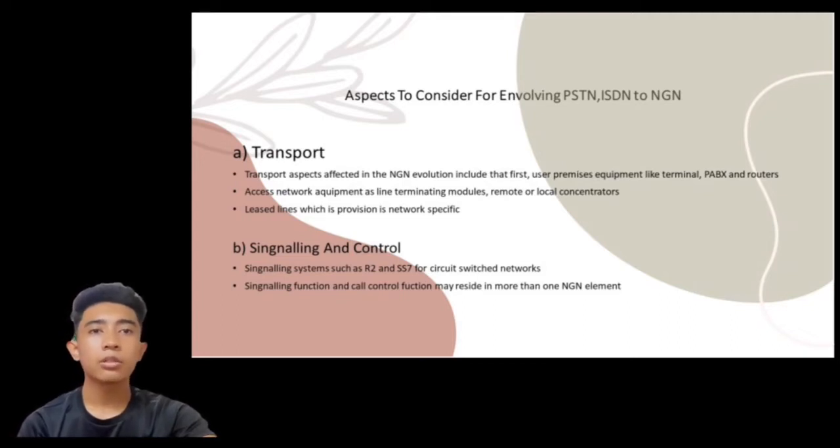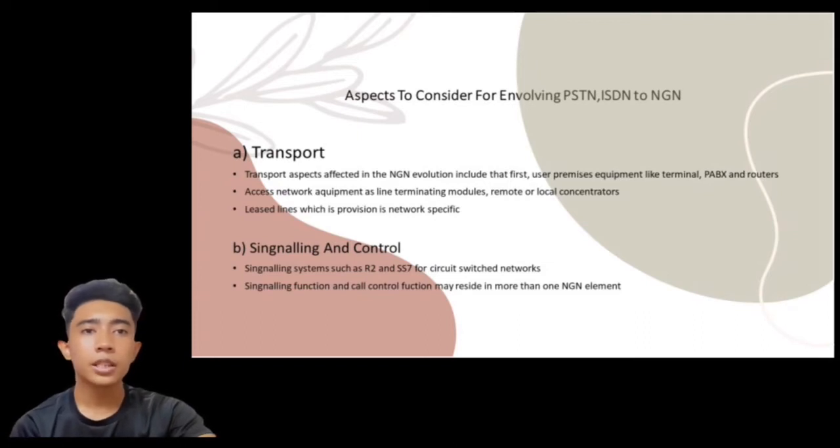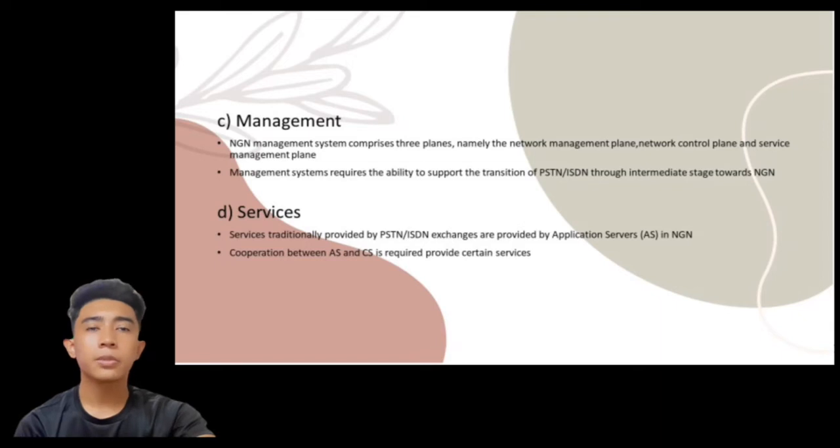B. Signaling and control. Signaling systems such as R2 and SS7 for circuit switch network. Signaling function and call control function may reside in more than one NGN element. C. Management. Management system comprises three planes, namely the network management plane, network control plane, and service management plane. Management system requires the ability to support the transition of PSTN, ISDN through intermediate stages toward NGN.